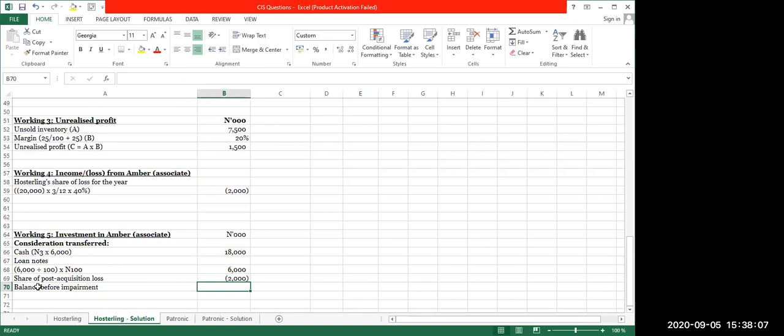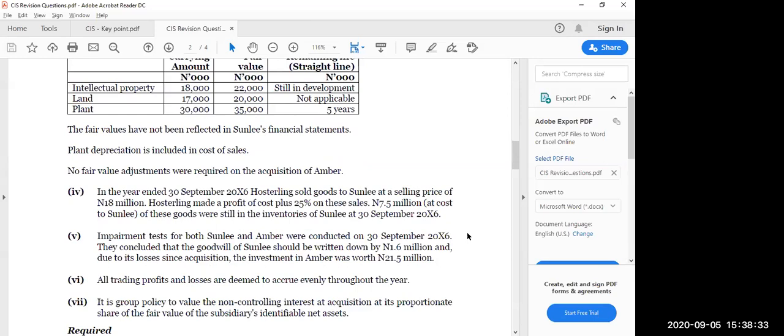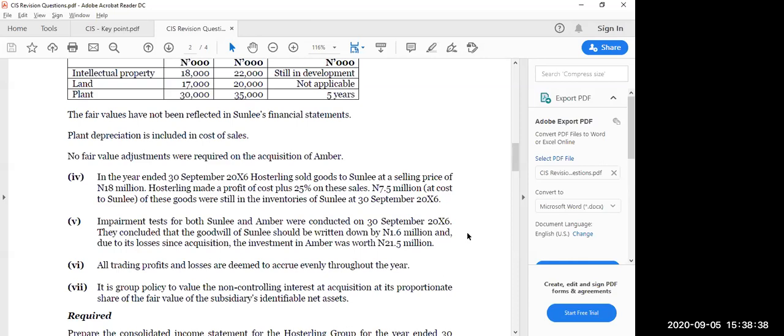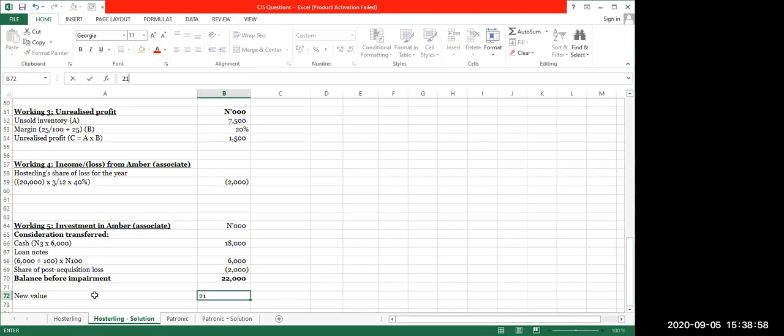So I just add this up. And the balance is supposed to be 22,000. The balance is supposed to be 22,000 based on our calculation. But let's check out the question and see what the question is saying about the balance. Additional information 5 states that the investment in Amber was worth 21.5 million. Okay. If you look at what we calculated here, our calculation shows 22 million, but the question is now saying that the new value is 21.5 million. Ladies and gentlemen, what that means is that the investment has been impaired by 500,000. So that is the impairment loss, a balancing figure. They didn't give us, we had to calculate it by ourselves.